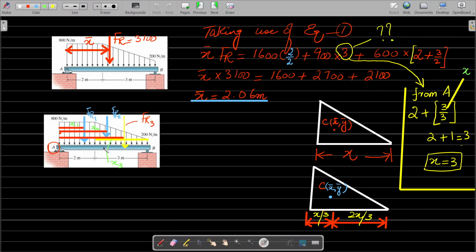And for the rectangle, whose resultant force is 600, we multiply by the centroid of the rectangle, which is at the center of 3 meters. The exact half of 3 meters is 3 by 2, which is 1.5, and from A the distance will be 1.5 plus 2. So we write 2 plus 3 by 2 as the moment arm. When we calculate it, we get the resultant centroidal location of Fr equal to 2.06 meters.